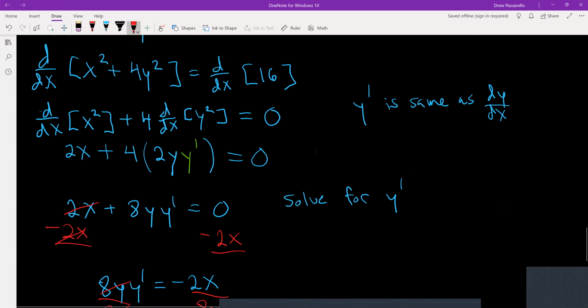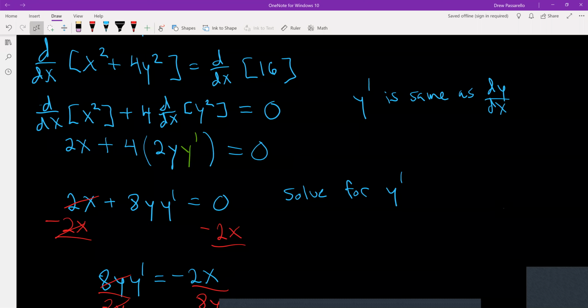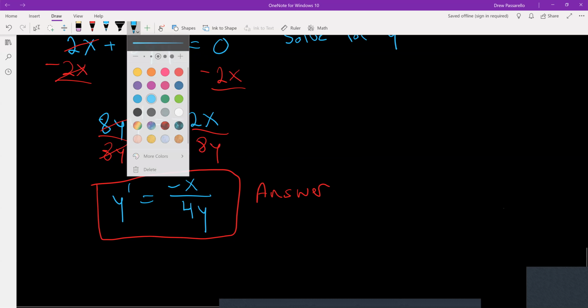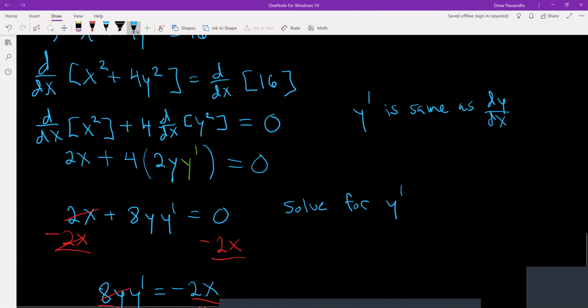All right, so then I did 4 times 2 to get 8, so I have 8y prime. And then I need to solve for y prime, get y prime by itself. So I'd subtract 2x from both sides and then divide by 8y. That way y prime is by itself on the left side and it's equal to negative x over 4y. Right, so that is the answer to that question.